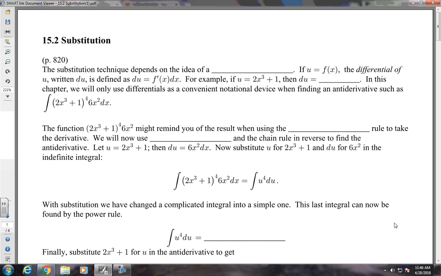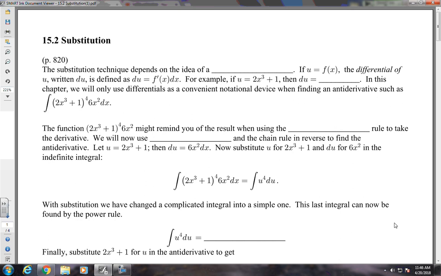We are continuing to study the integration process in section 15.2, but in this section we're going to encounter integrands that are pretty complicated. We're going to be looking at things such as this, where it's inconvenient to multiply it out in order to integrate term by term.